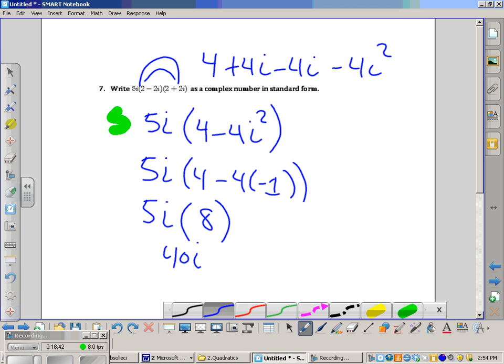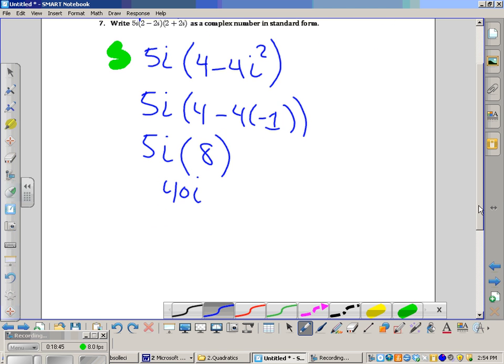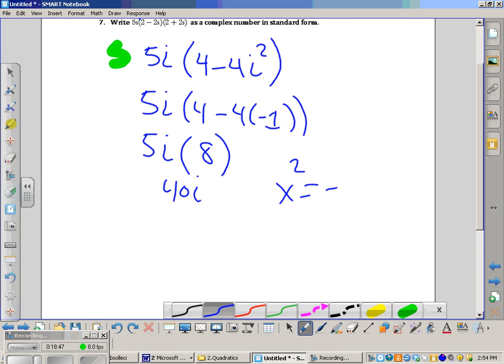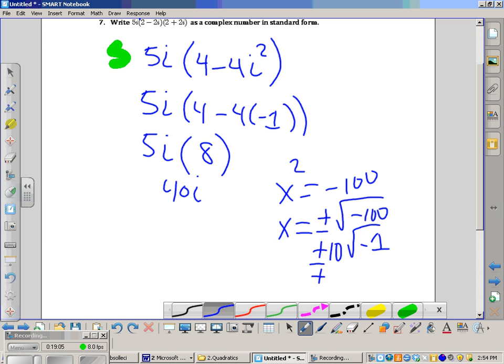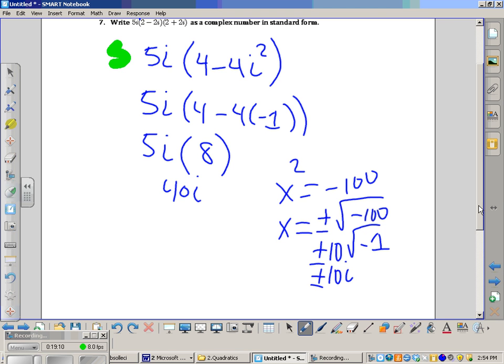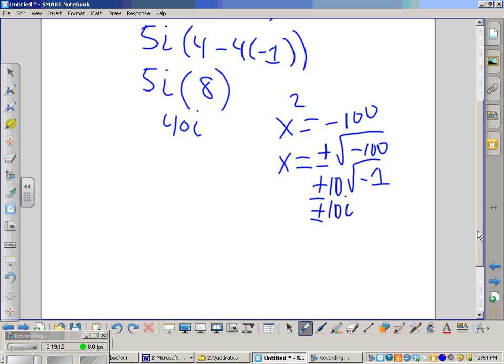Just keep in mind, as a final summarizer, anytime you have an equation, x squared equals negative 100, you square root both sides, you get plus or minus square root of negative 100. That's plus or minus 10 square root of negative 1. By definition, this expanded set of numbers that just got created, say, 500 years ago, square root of negative 1 equals i. By definition, that's plus or minus 10i. And the second thing that's probably most important for our class is knowing that i squared is negative 1.